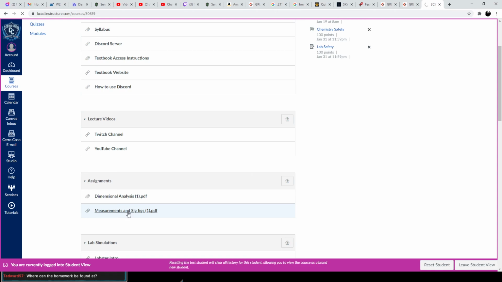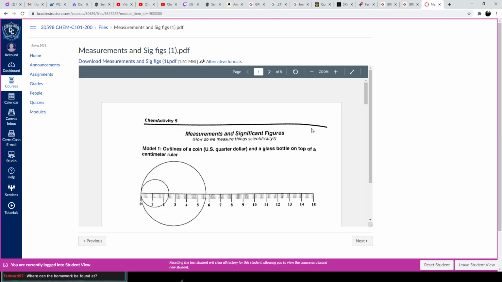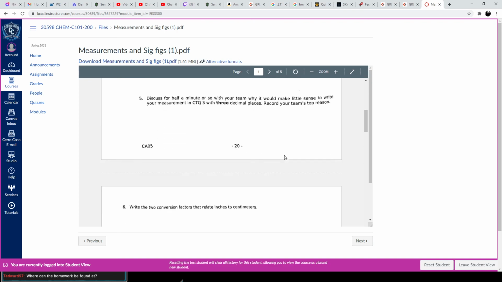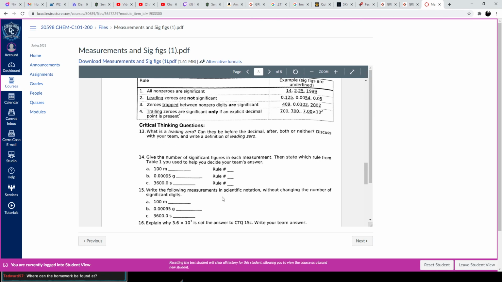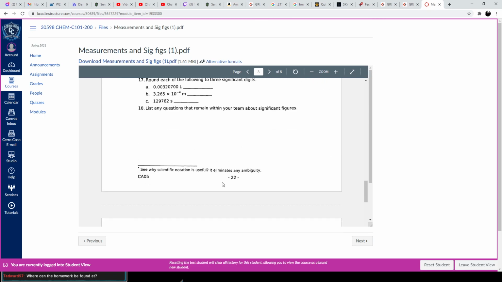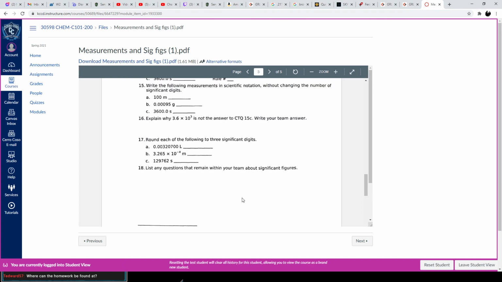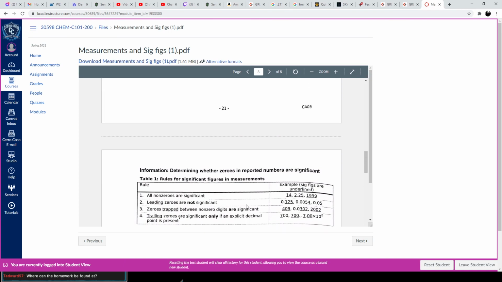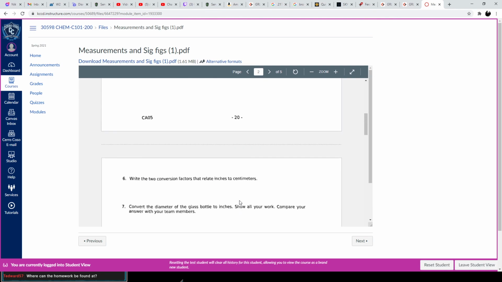This will be the homework that you'll be able to do right away. So you'll be able to click it. It's going to have you download the PDF. It's going to have you measure some stuff. And again, it's going to have all your rules here, and you'll be able to do some sig figs on these things. So you'll be able to do up to this point right here, I guess number 18, right away. We're going to cover the rest of the stuff later, but that's where you're going to find it.